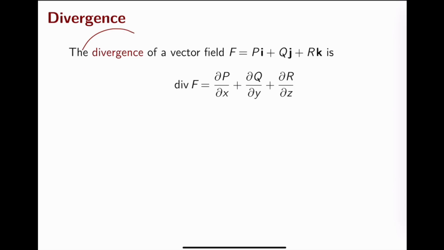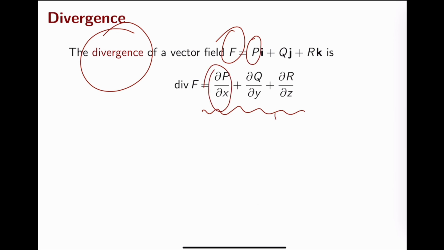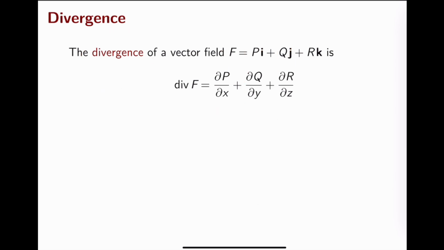The divergence of a vector field is a number, a scalar quantity associated to the vector field, that is calculated in this way. We calculate the partial derivative with respect to x of the first component, with respect to y of the second component, and with respect to z of the third component. The addition of these three partial derivatives is a function that depends on x, y, and z, but is a scalar function. So we have a number associated to a vector field.